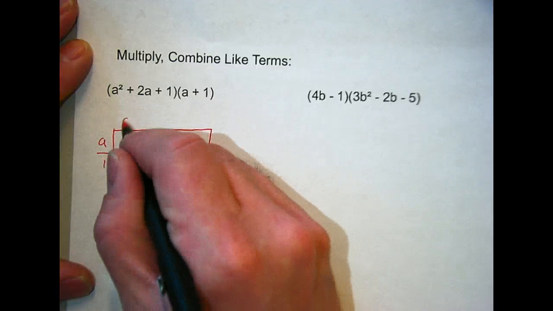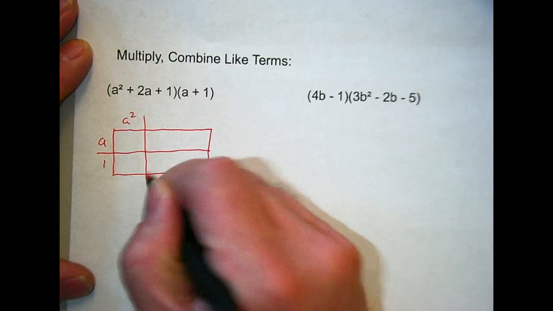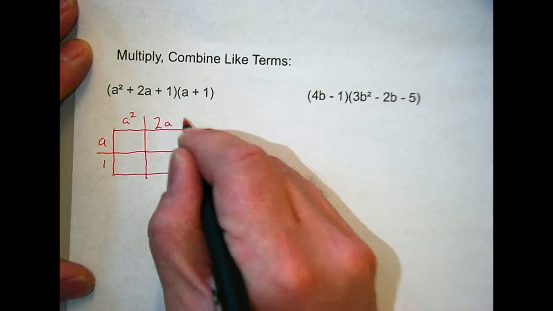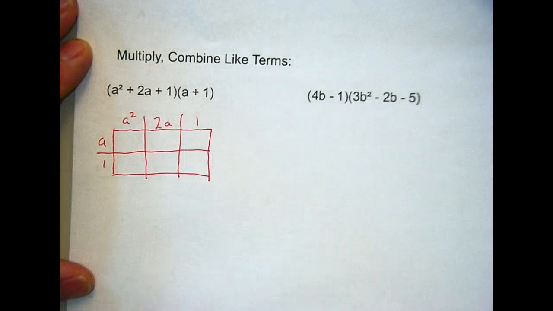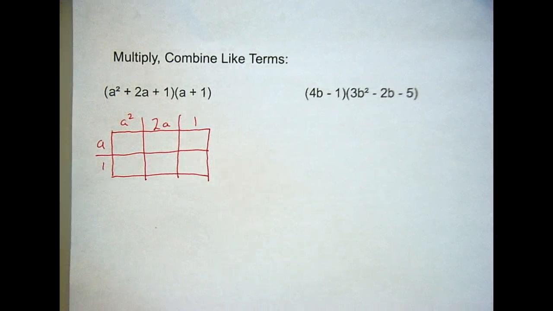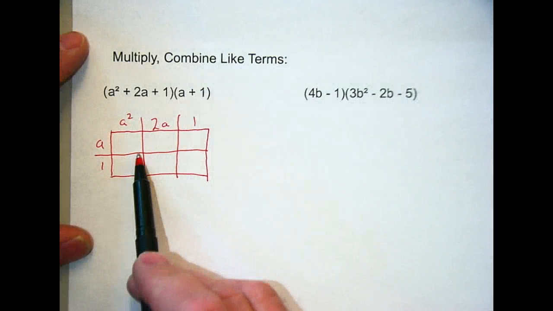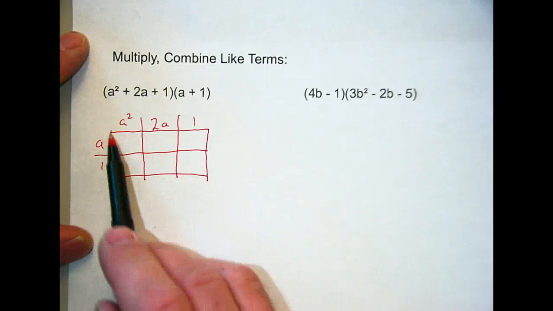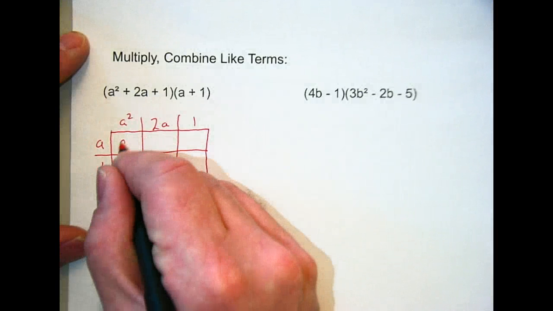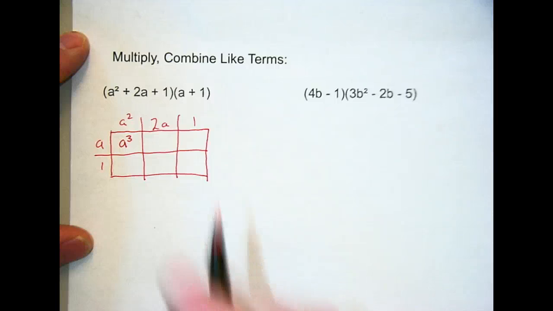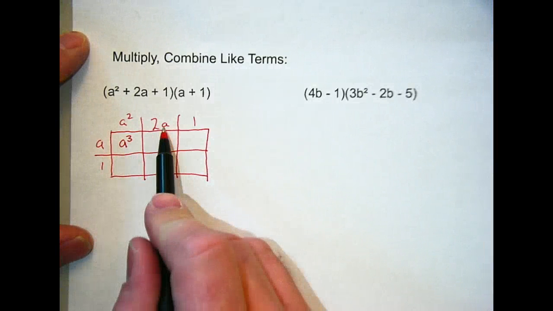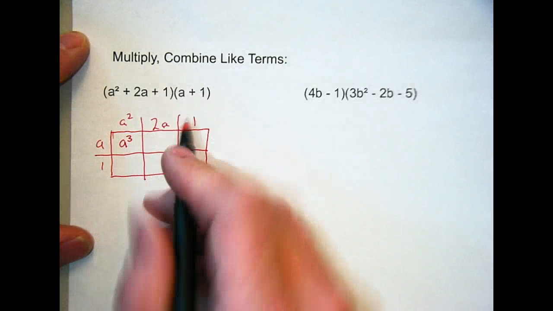And then your a squared, and your 2a, and your 1, like that. You can go through that process and do your area model. A rectangle with an a by a squared area is a times a squared, or a to the third. And a times 2a is 2a squared.